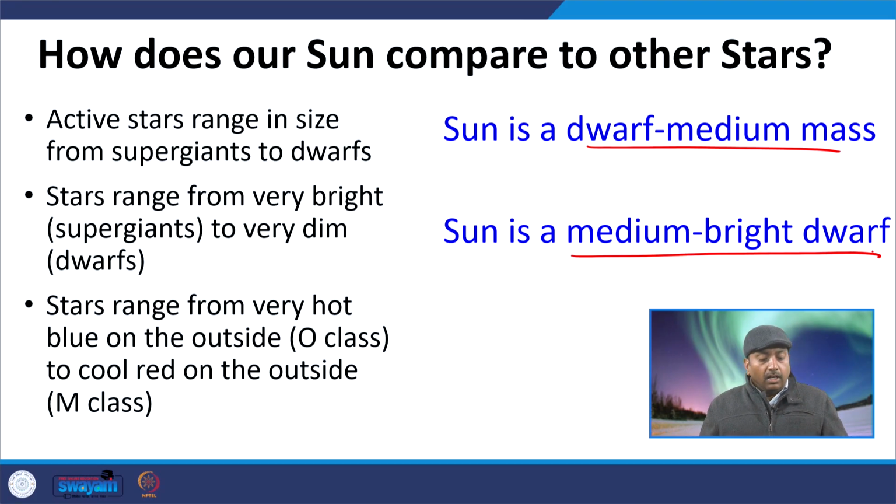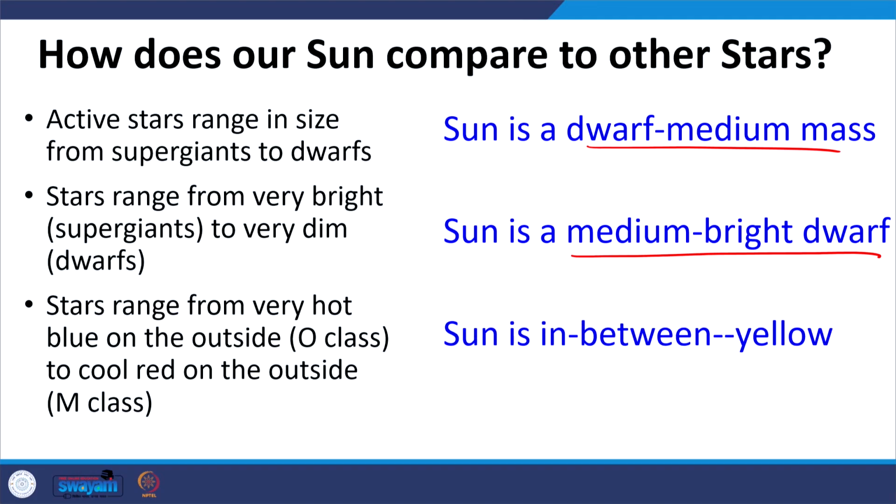And in terms of the color temperature, stars range from very hot blue on the surface, which you call the O class, to cool red on the outside, which are the M class. And the sun is in between, yellow. I mean, you see the sun in yellow color, right? Because that seems to be the lambda max, where the radiation at 5800 Kelvin translates to a wavelength right in yellow.